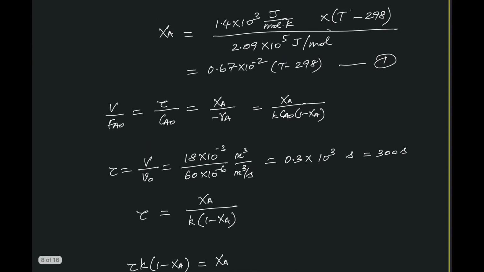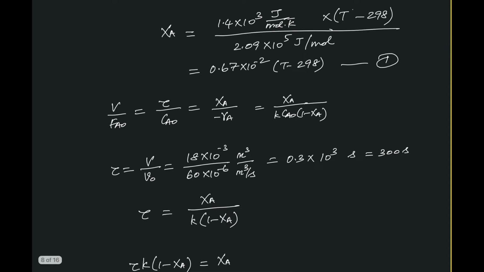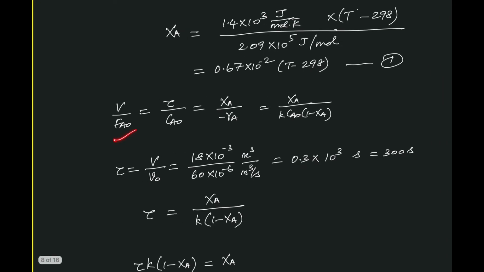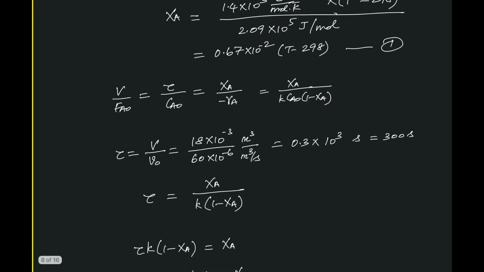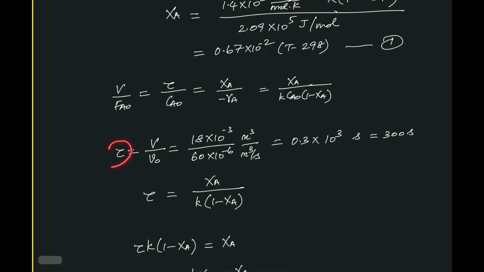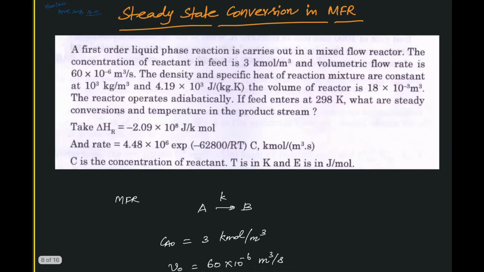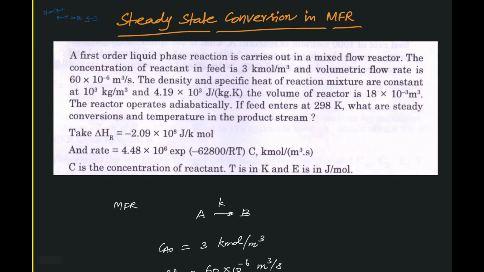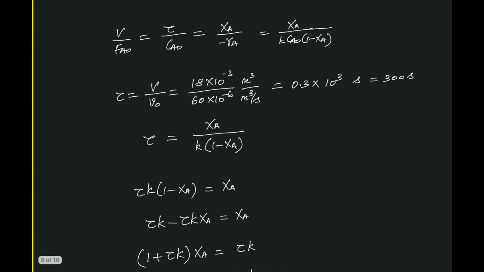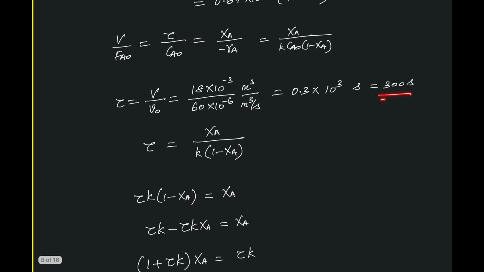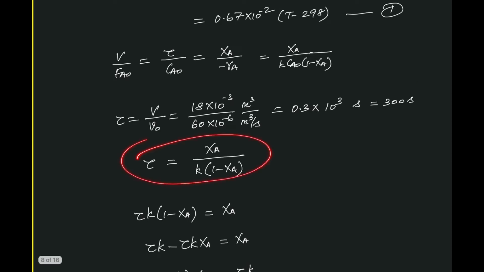Now we can write from mass balance, or what is called the design equation of MFR: V by Fa0 equals tau by Ca0 equals Xa by minus Ra. Minus Ra is written in terms of conversion here. Now we know this tau information because volume data is available and volumetric flow rate is also given. So this is the volumetric flow rate of the feed. Now we have this tau data available to us, which is coming to 300 seconds. So tau is written in terms of conversion.